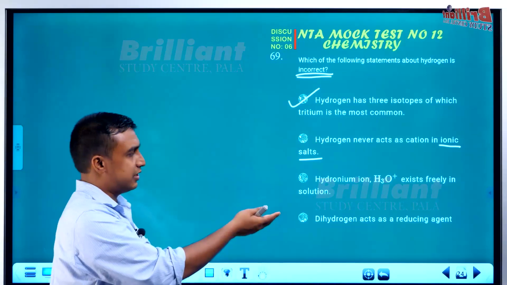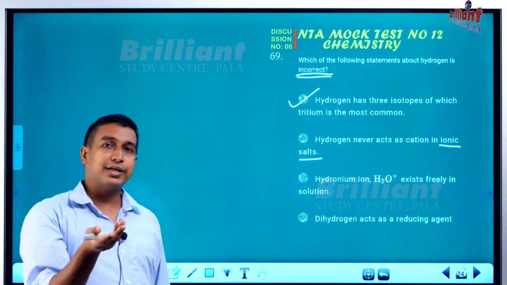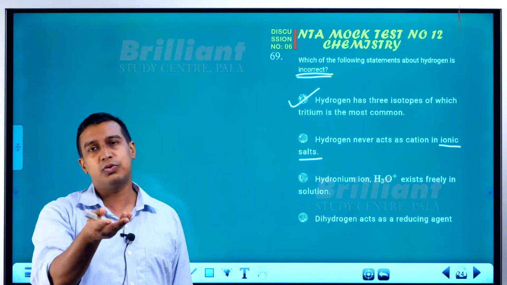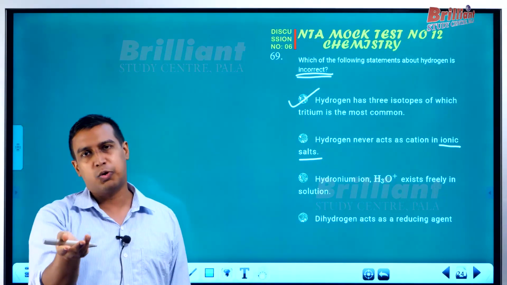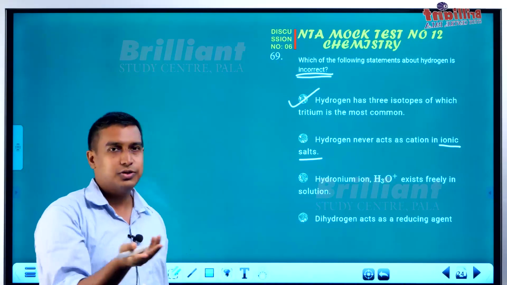Then dihydrogen acts as a reducing agent. If it is a reducing agent, it has to get oxidized, and we know that H plus species exists. So automatically what will happen? Your dihydrogen is a reducing agent, which is correct.